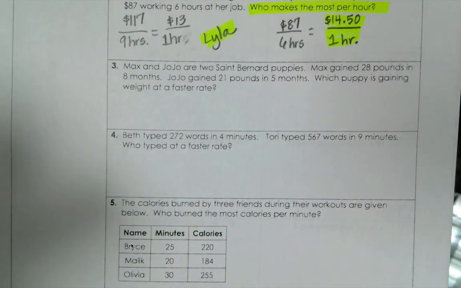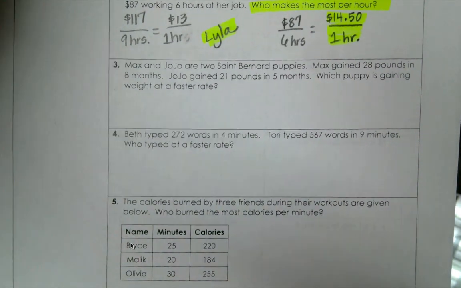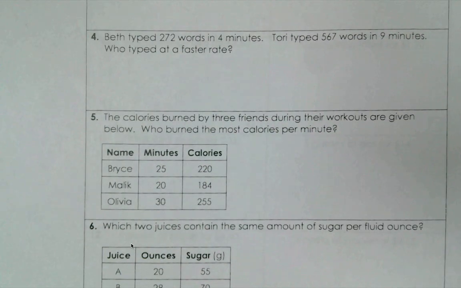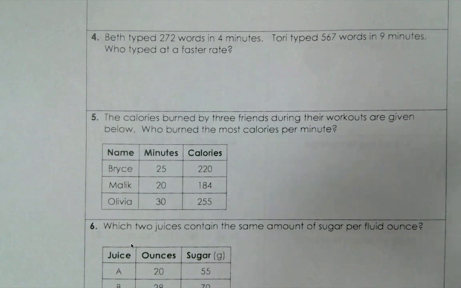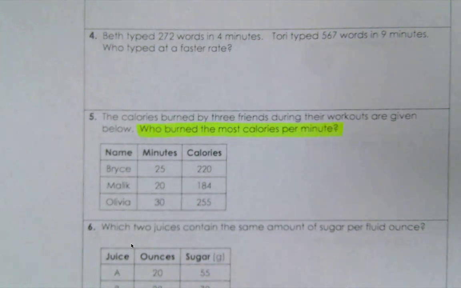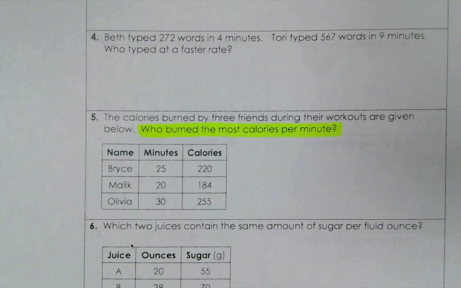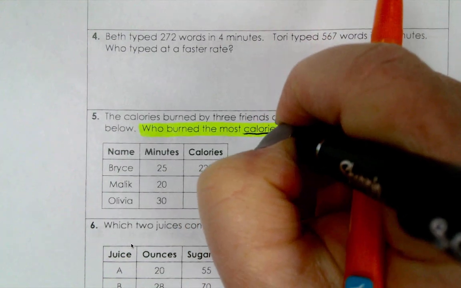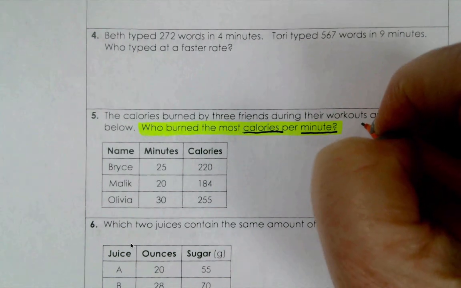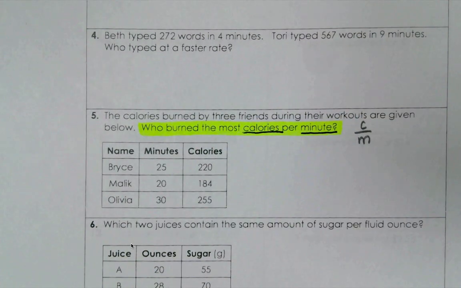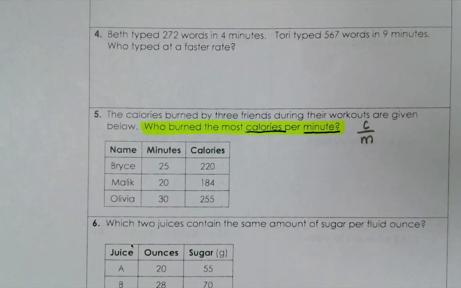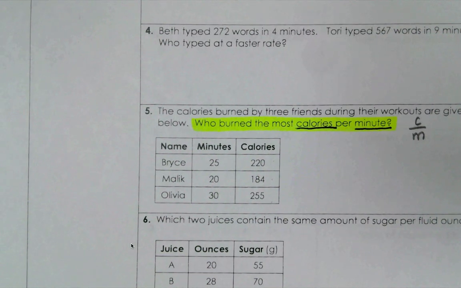Okay. So number 5 says the calories burned by 3 friends during their workouts are given below. Who burned the most calories per minute? So what we're going to do is highlight this, because the question is, who burned the most calories per minute? And in this case, they're telling us the order of what we're comparing. So it's calories over minute. So I'm going to say C over M for calories over a minute. So I need to compare all three. So I have to set up the rate and then find the unit rate for all of them.